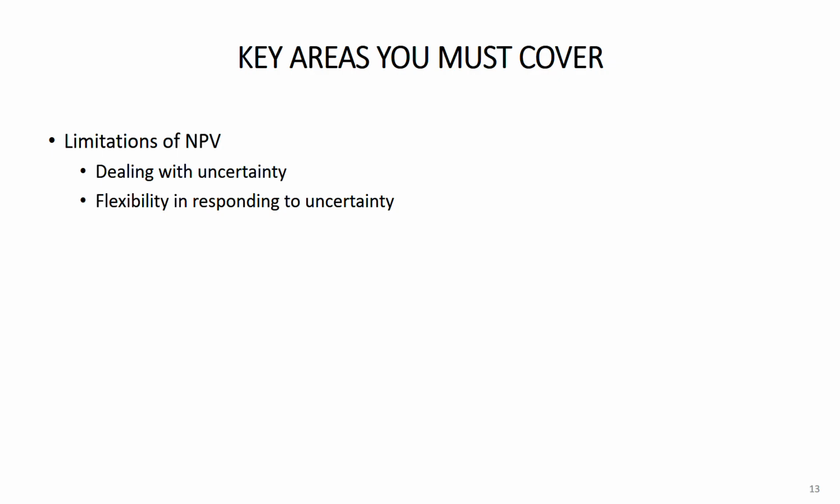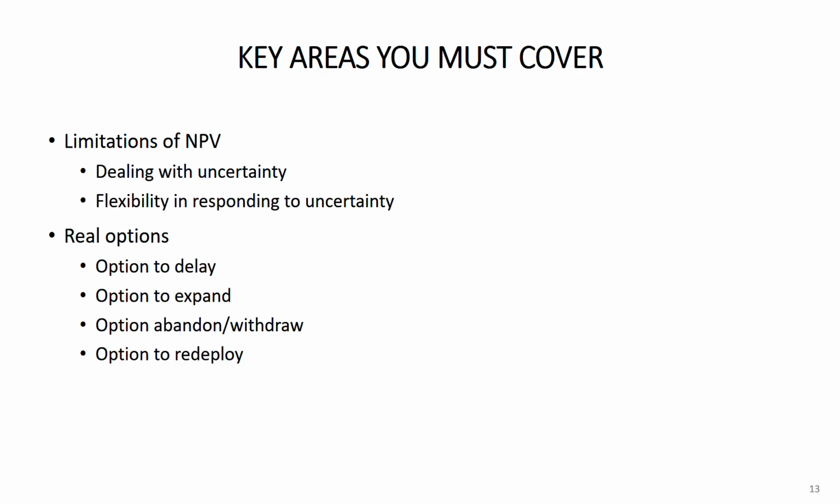Then what comes to the picture? Because there are limitations, then comes the real options. You need to know real options. You cannot forget about real options, right? So when you go to the real options, you need to take up that there are 4 options. Make sure that you know what are the 4 options: option to delay, option to expand, option to abandon or withdraw, option to redeploy. These are the 4 real options. And the first 2, option to delay and option to expand, are call options. And option to withdraw and option to redeploy, the third and the fourth one, are put options. That also you should know. You should know which one is a call option and which one is a put option.